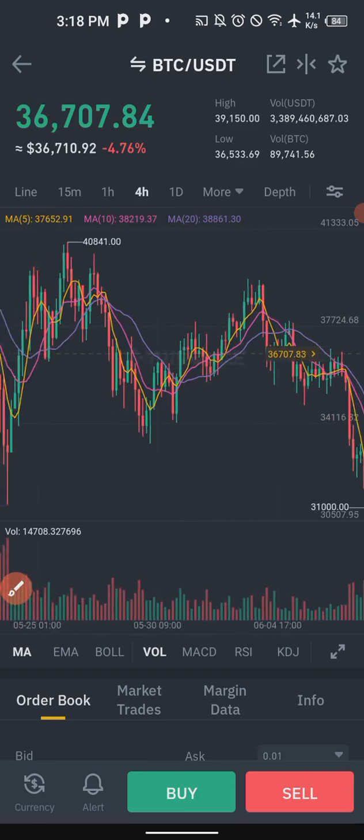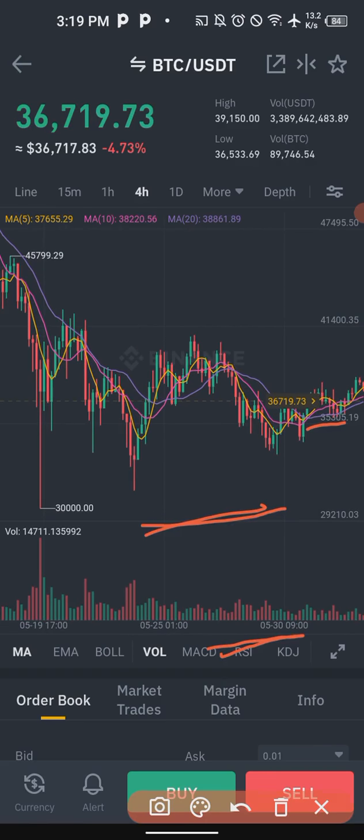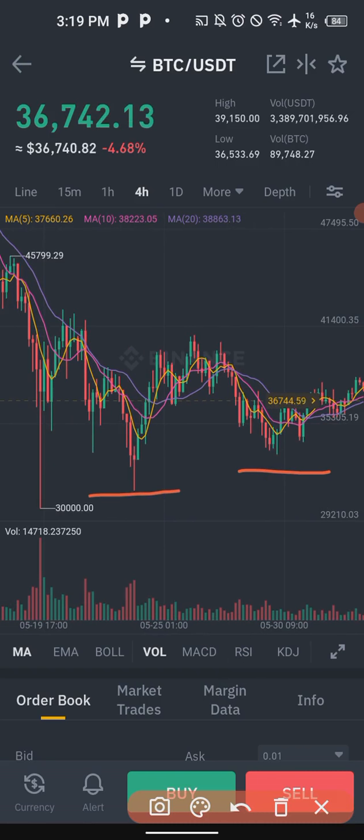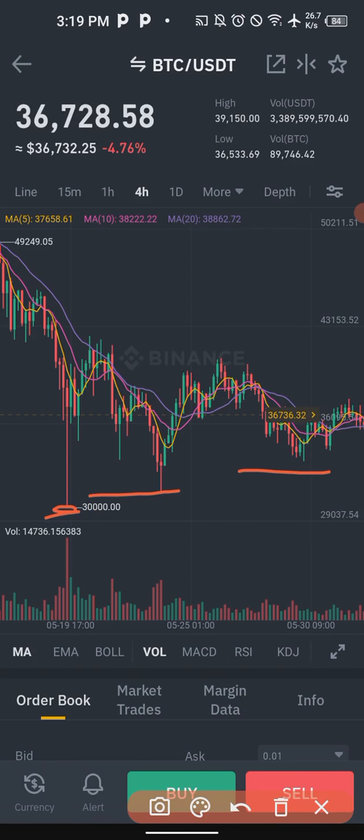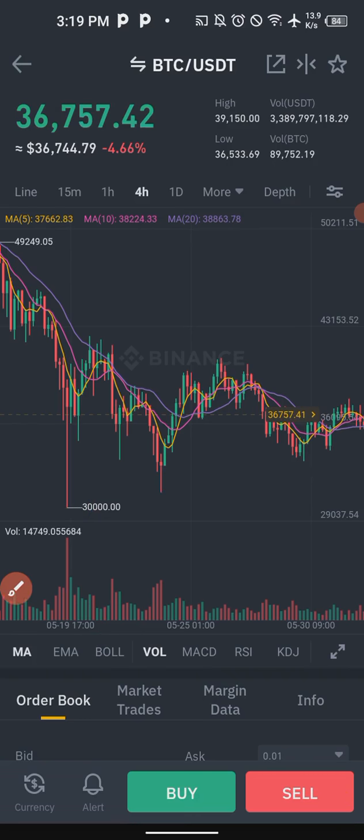Let's go back here. So this was another support level. This is a support level. This is a support level again at $30,000. So if we look at this graph, this was around 19th of May. So let us look at 2 months and see where the lowest support level is.